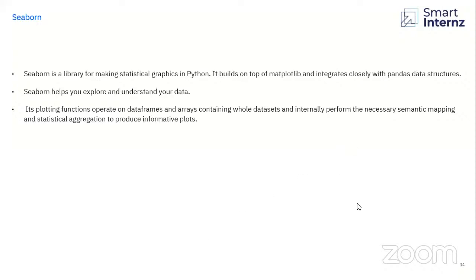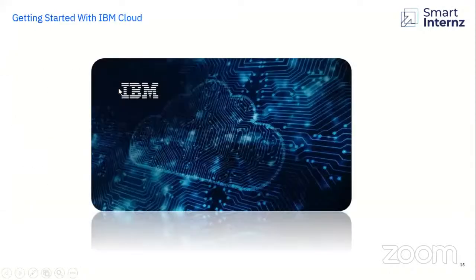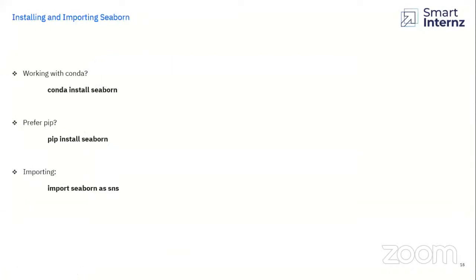We'll have a hands-on session on all these packages today. Now when it comes to installing, we have the command conda install seaborn if we are using Anaconda or Miniconda, or we can use the pip command also, pip install seaborn. Importing is the same: we have to import the package, that is seaborn, as sns. sns is nothing but the alias name we are giving.